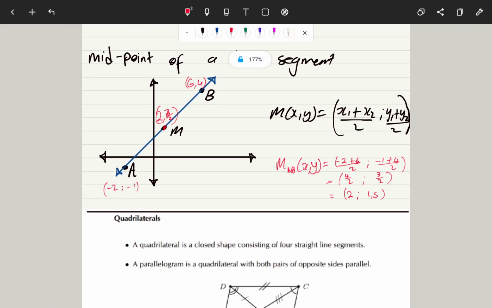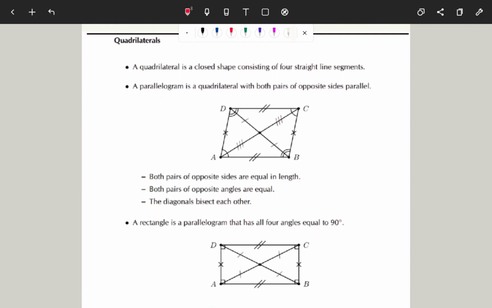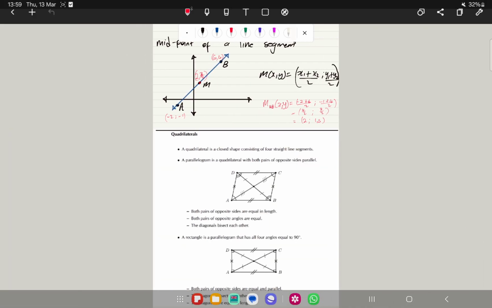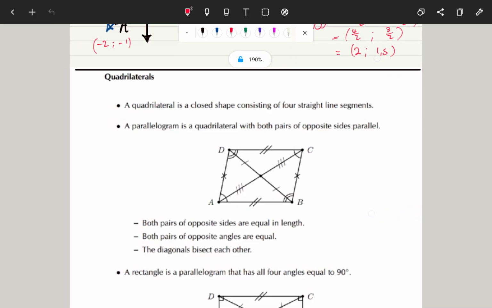Now the other thing is quadrilaterals. It's very important for you guys to know the different types of quadrilaterals. Of course, a quadrilateral is a closed shape that has four sides. Any closed 2D shape that has four sides is a quadrilateral. Nicely they gave a definition there.